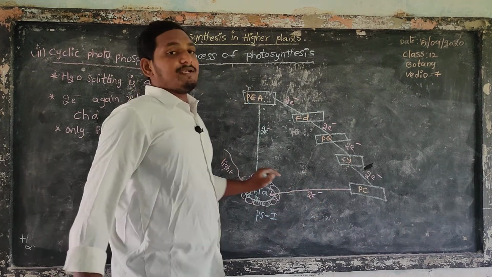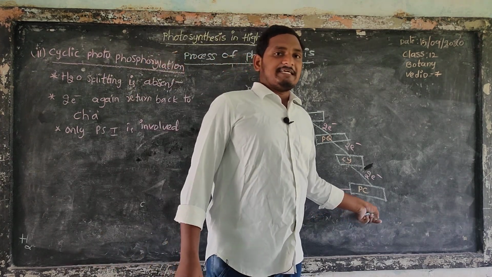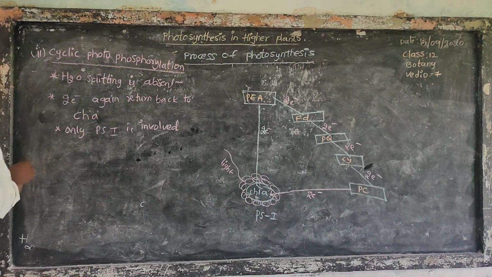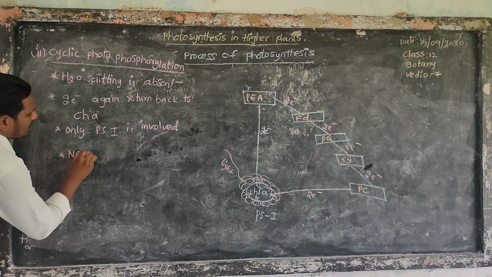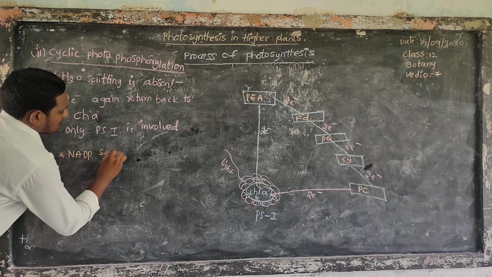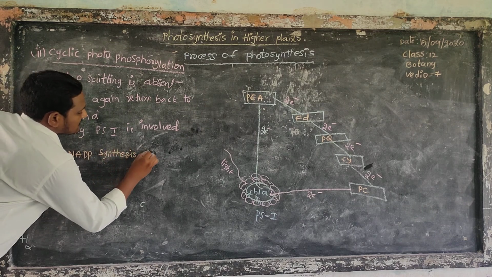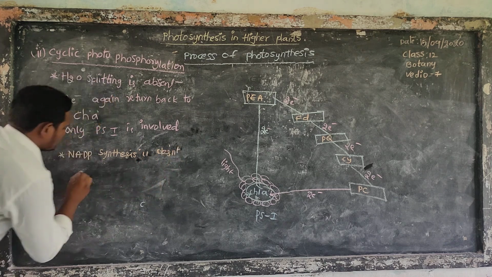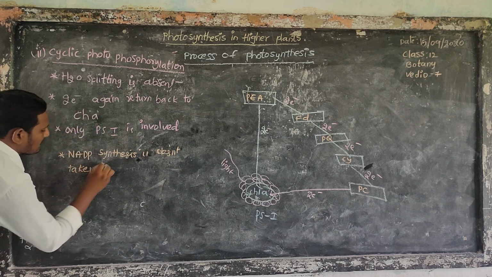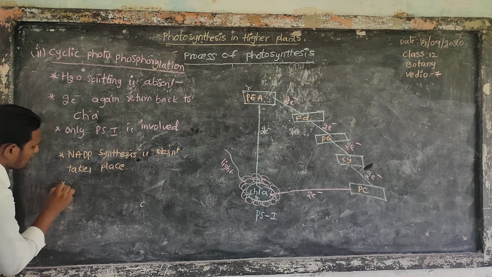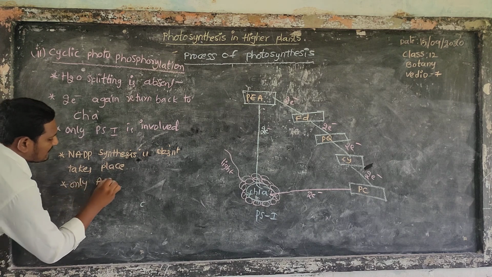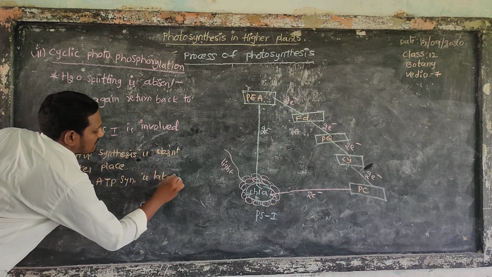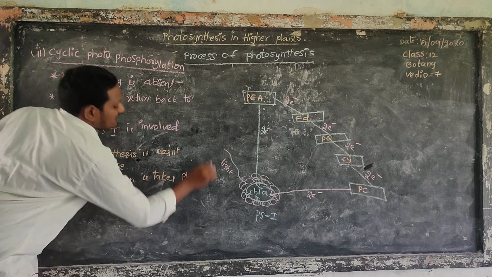Because NADP formation does not take place in cyclic photophosphorylation, NADP synthesis does not take place. Only ATP synthesis takes place.